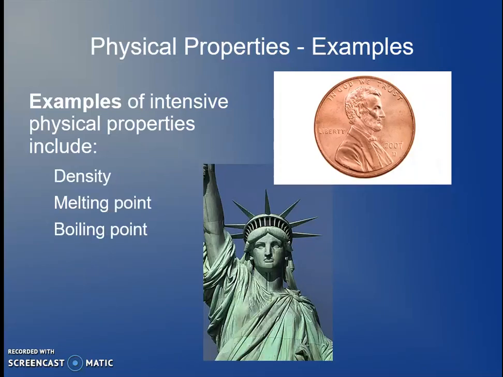Some examples of intensive physical properties are density, melting point, and boiling point. I will be discussing these in detail, but these do not depend upon how much quantity you have. Even a small quantity will have the same density, melting point, or boiling point as a large quantity. So intensive physical properties like density, melting point, and boiling point do not depend upon the amount of the substance.